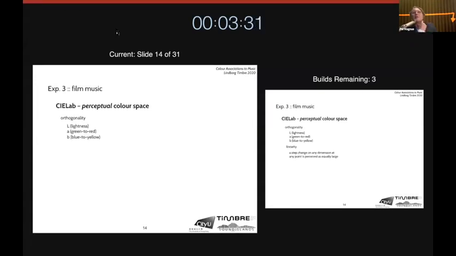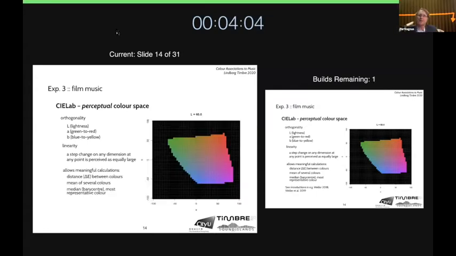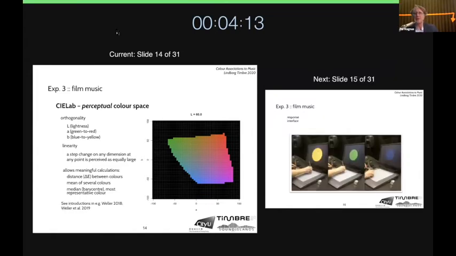So I'll talk a little bit about the CIELAB as the perceptual color space and where its advantages are. Number one is orthogonality. It is described in three dimensions: lightness, green to red, and blue to yellow. They are made so as to be linear and continuous, so that a step change on any dimension at any point is perceived as being equally large. And this allows meaningful calculations, such as distance between colors as a Euclidean distance, calculating a mean of several colors or a median. More about this in the literature list.